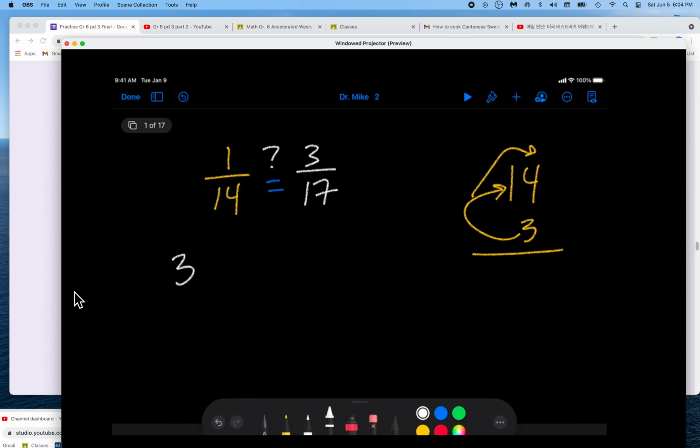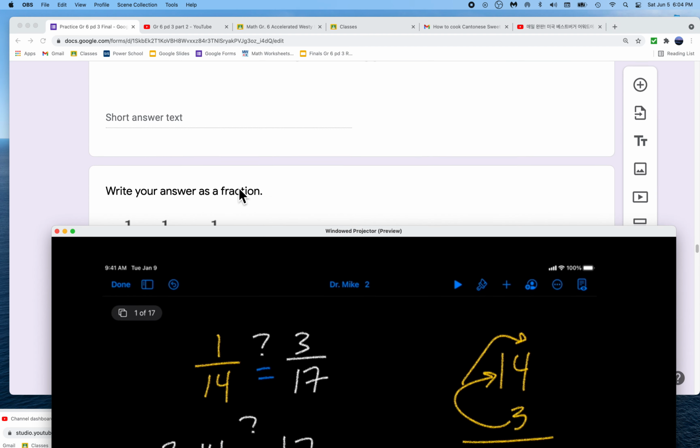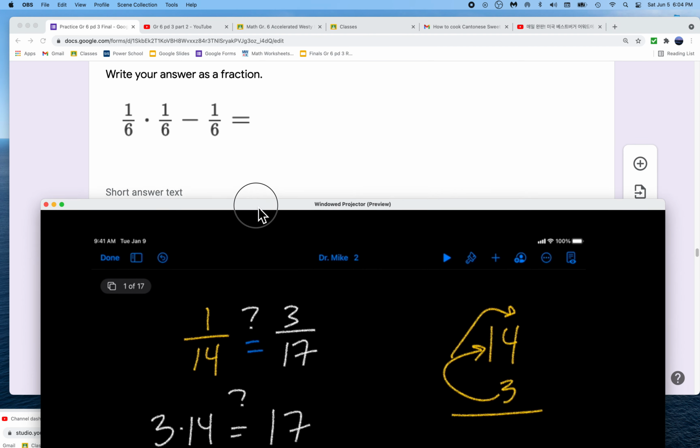Cross multiply and ask ourselves, is that a true statement? No way. Therefore, these are not proportional. Next one. Okay.